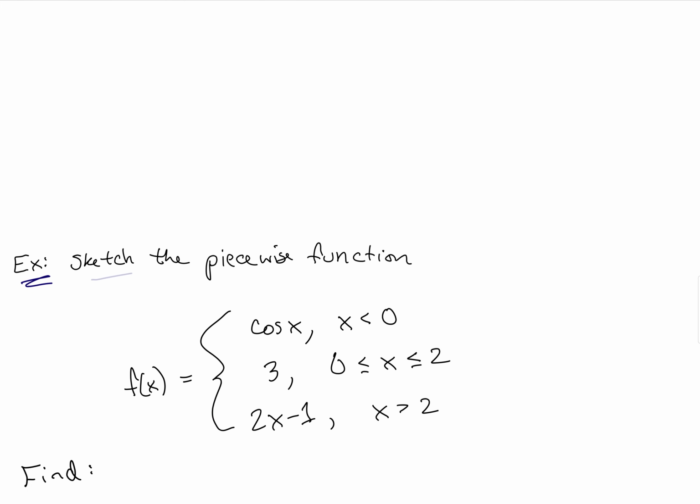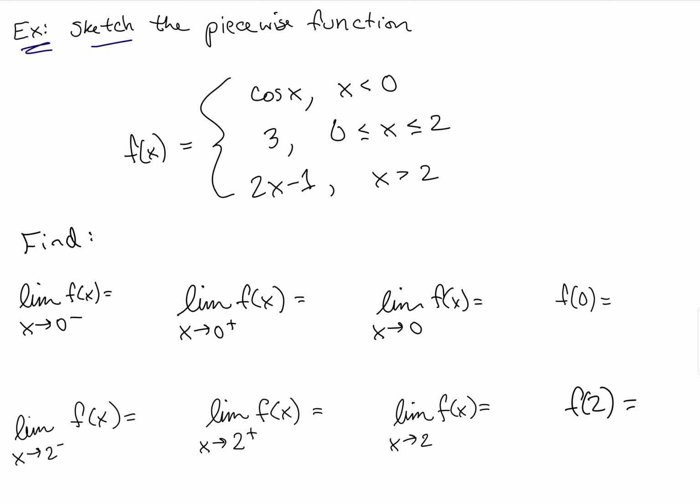For this example, I would like you to try to sketch the piecewise function defined below. f of x equals cosine of x for x less than 0, f of x equals 3 when x is between 0 and 2, and f of x equals 2x minus 1 for x greater than 2. So try to sketch that function, and then you can also find the following values, the limits as x approaches different values from the left and right-hand side, or the overall limits of f of x. So take a moment, sketch that function, and try to find those limits or determine if they exist.